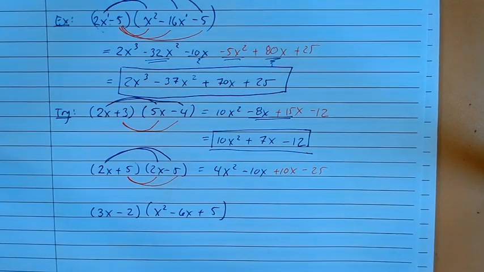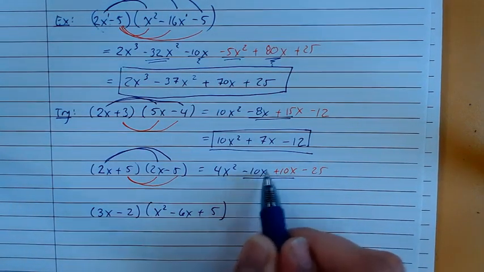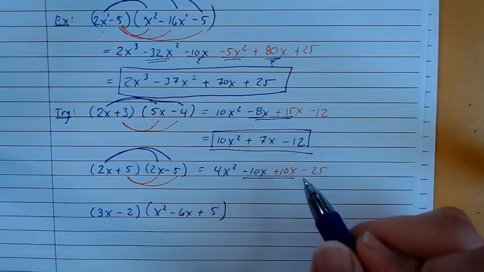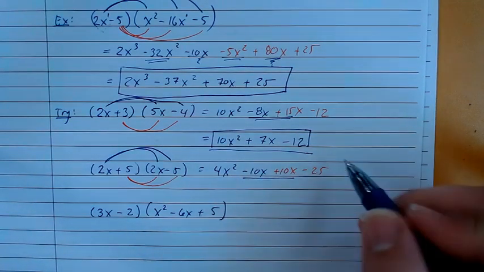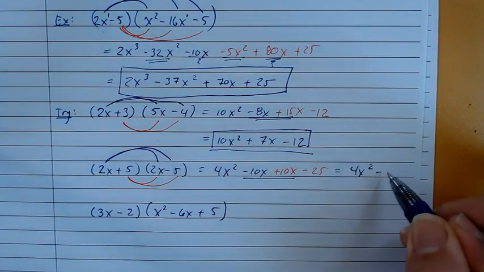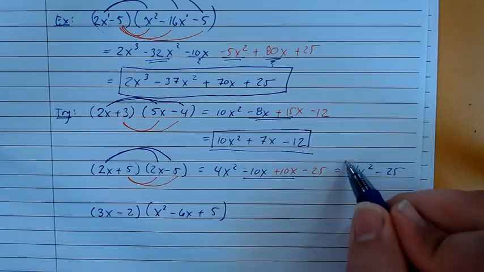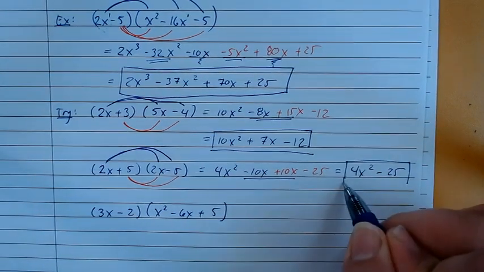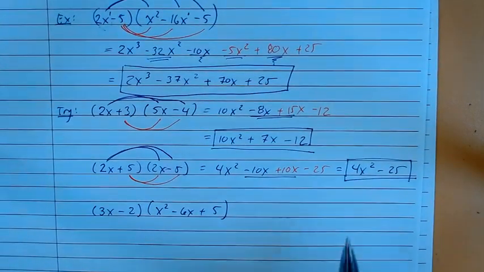Note that here our like terms actually just give you 0. If you have 10x minus 10x, that's just 0. So you can write 0x, but most people just don't write anything. So here we write that as just 4x squared minus 25. You can write plus 0x in the middle, but generally people just don't write anything when there's a 0 there. And there is our result.